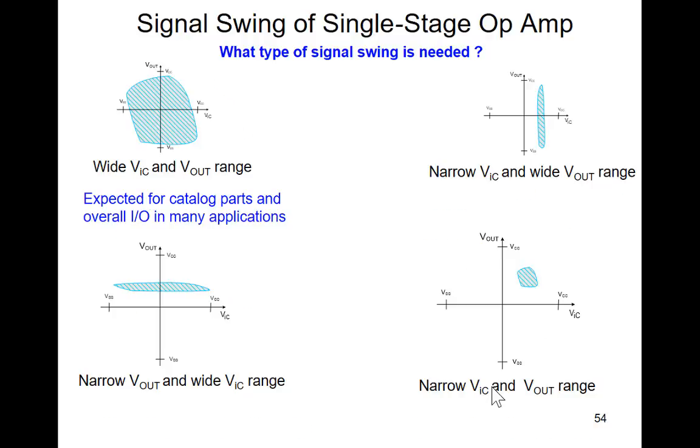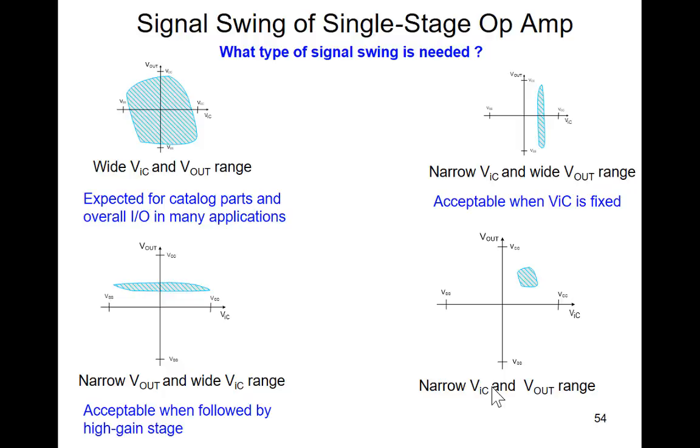So upper left is expected for catalog parts. Upper right is acceptable when the common mode voltage is fixed or very narrow. This is acceptable when followed by a high gain stage. If you have a two-stage structure and the gain of the second stage is large, the first stage can't swing much, so you don't need much signal swing. And the one on the lower right is good when there's a narrow common mode input range as dictated by an application, and it might be a first stage in an amplifier. Make sense? So all of these situations have entirely different performance characteristics, and all are useful.